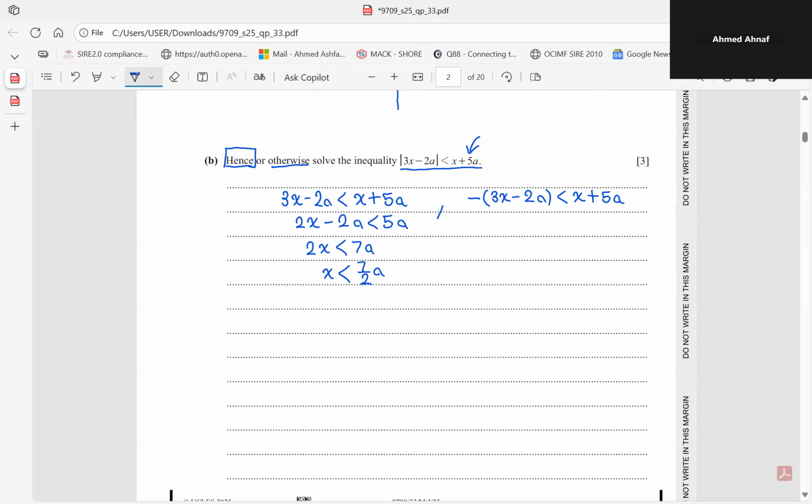And then for this one, we can divide both sides by minus 1. You'll get 3x minus 2a, the inequality sign gets flipped, more than x plus 5a. Now we can subtract x on both sides. This will be 2x minus 2a more than 5a. And you can add 2a to both sides. You'll get 2x is more than 7a.